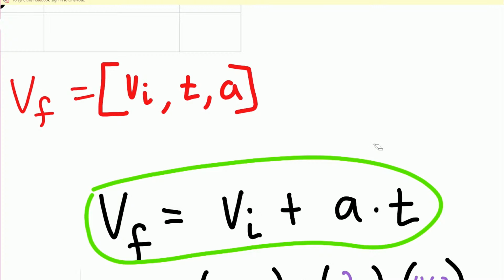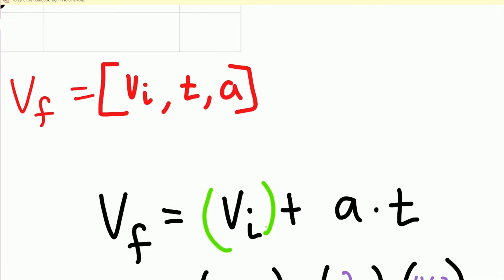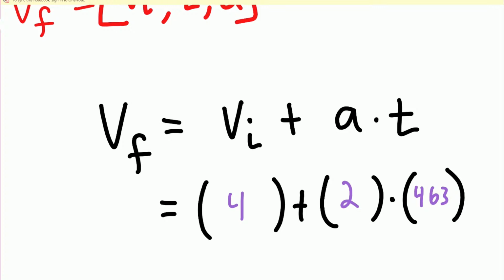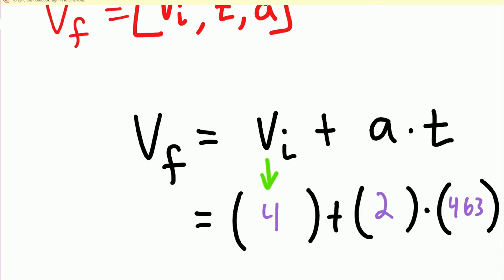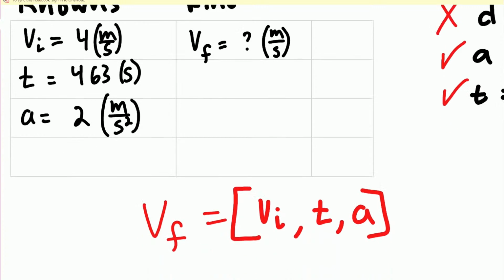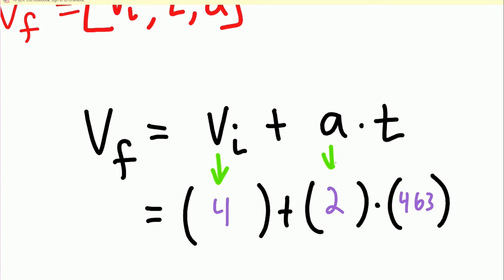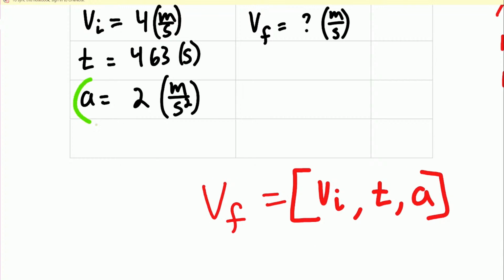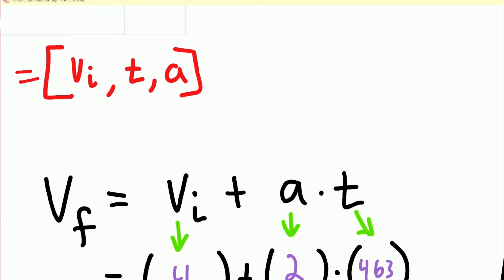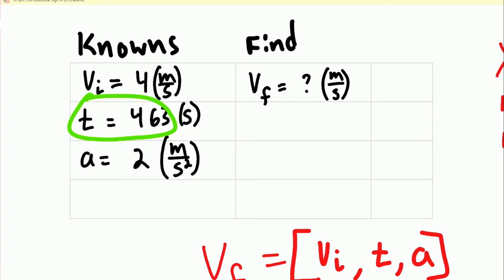This one here. And wherever I have a variable, I'm going to put parentheses. So this parentheses, that's parentheses, and so on. And then I just take out the variable and I substitute in what the number is that's associated with that variable. So v sub i is equal to 4, right here. a is equal to 2, right there. And then time is equal to 463.